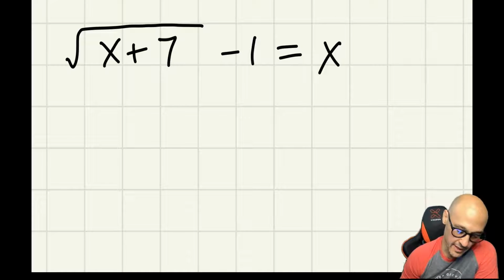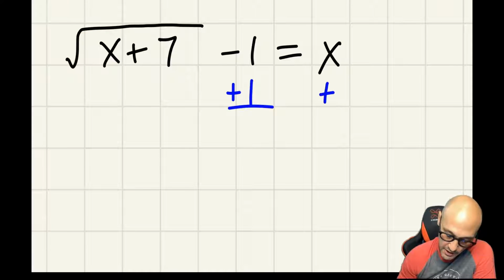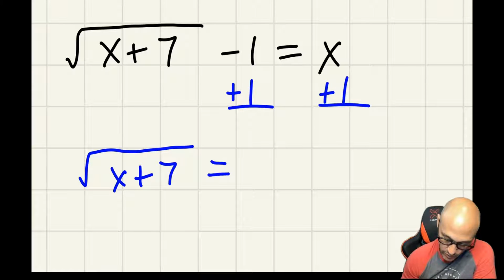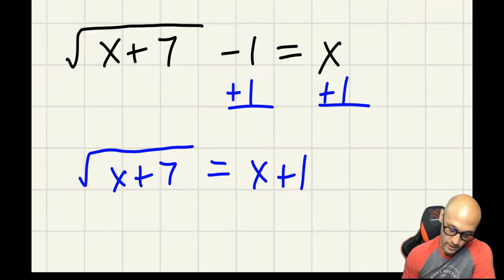All right, so the first step here is going to be to isolate this radical right here. And the way we're going to do that is the inverse of subtracting 1, which is adding 1. So we have the square root of x plus 7 is equal to x plus 1.